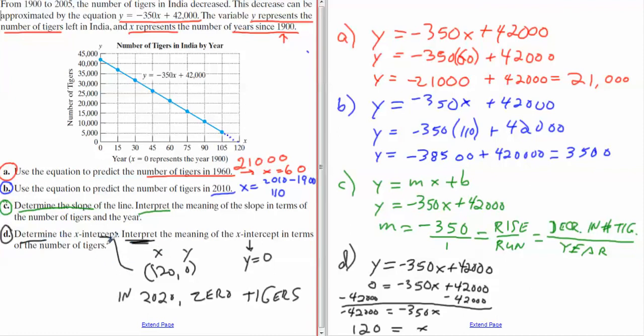So what was the x-intercept? 120, comma 0. And what does that mean? Well, 120 years after 1900, which is 2020, there will be 0, because y equals 0 means that the number of tigers is 0. There will be 0 tigers left in India. And there we go. That's the interpretation of a linear equation.